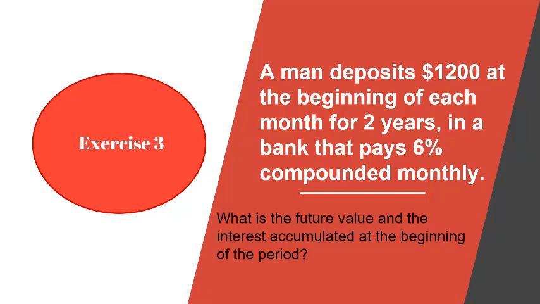So the total time equals 2 years and the annuity each month. We have N equal 2 times 12, so N equal 24 annuities. In a bank that pays 6% compounded monthly, J equals 6%, M equal 12, so I equal 6% over 12. The required: what's the future value and the interest accumulated at the beginning of the period?